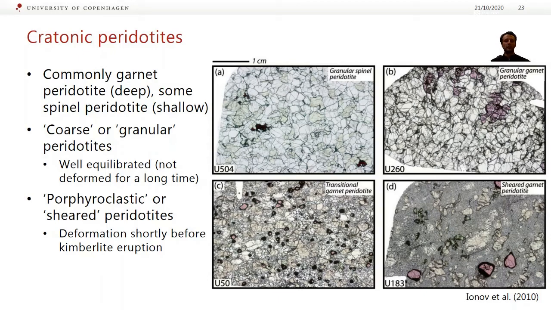The other type are these porphyroclastic or sheared peridotites. An example of this is in the bottom right corner. They also get transitional ones between the two, so in the bottom left there is a transitional garnet peridotite. These have to have been deformed shortly before kimberlite eruption brought them up to the surface, because otherwise they're still at pretty high temperatures, around 1,000 degrees, maybe even hotter, and these would re-equilibrate to a coarse texture relatively quickly.